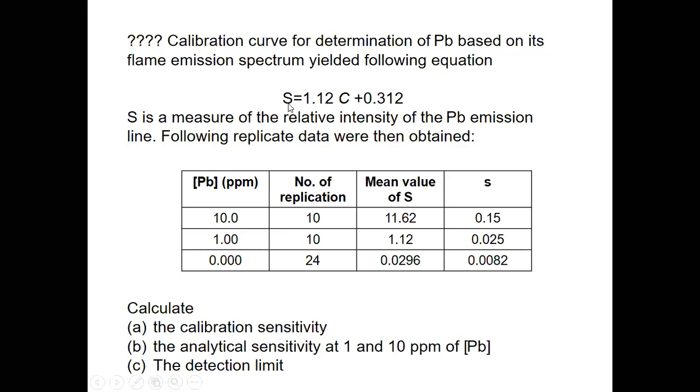This is the calibration curve for determination of lead based on its flame emission spectrum, which yielded the following equation: S equals 1.12 times C plus 0.312. C is the concentration, and S is the measure of the relative intensity of the lead emission line. The following replicate data were then obtained for 10 ppm, 1 ppm of lead and for the blank, with the number of replications, mean value and the standard deviation all given. The question asks to calculate the calibration sensitivity and the analytical sensitivity at 1 and 10 ppm and the detection limit.